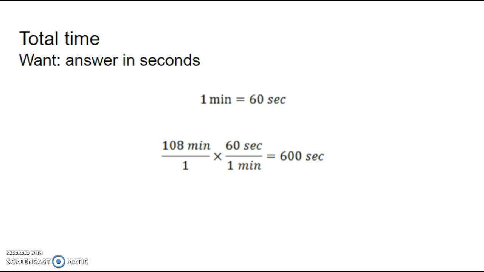Alright, so if we cancel out our units of minute, because we have 1 in the numerator and 1 in the denominator, they cancel each other out. So then in the end, we end up with 108 times 60, which is equal to 6,480 seconds. 6,480 seconds is the total time that I was running.